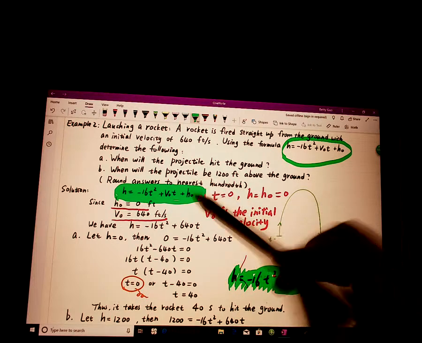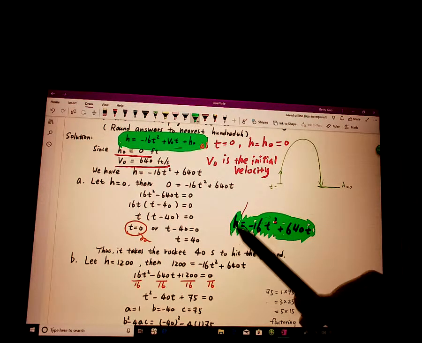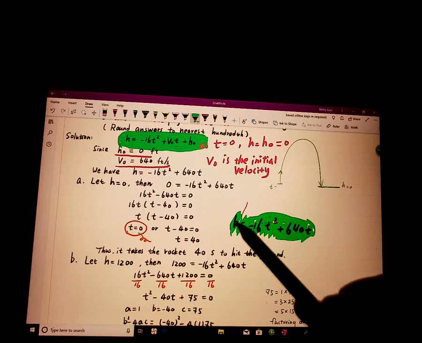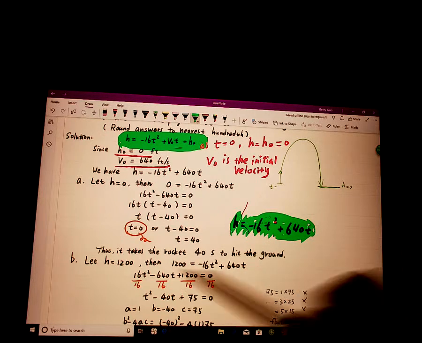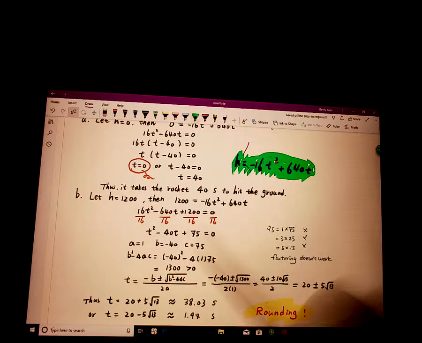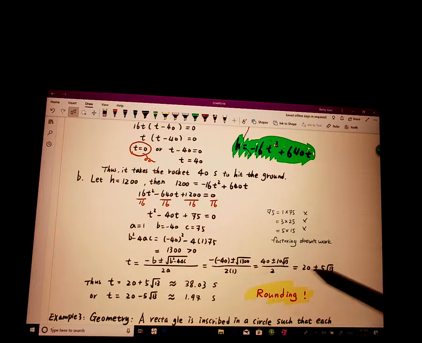Part B, when will the projectile be 1,200 feet above the ground? So we simply evaluate h as 1,200. We'll substitute 1,200 for h in the equation. And you are looking at a quadratic equation again here. Okay? And I have the solving part in my note. It turns out we have two irrational solutions, and you use your calculator to convert them to decimals.